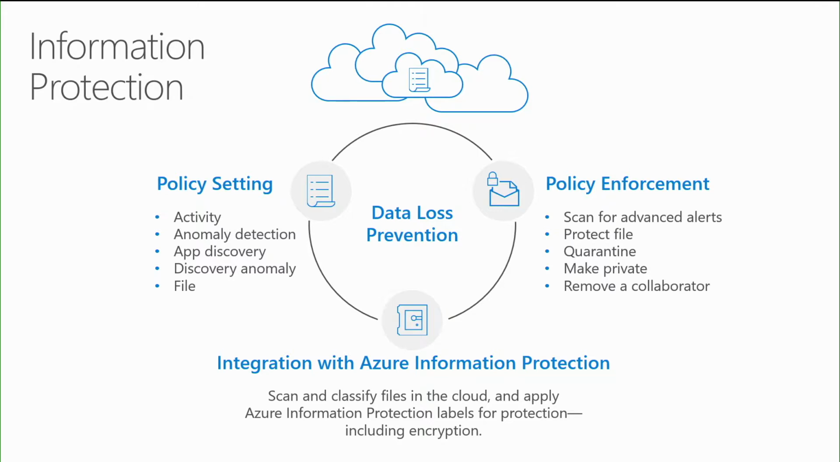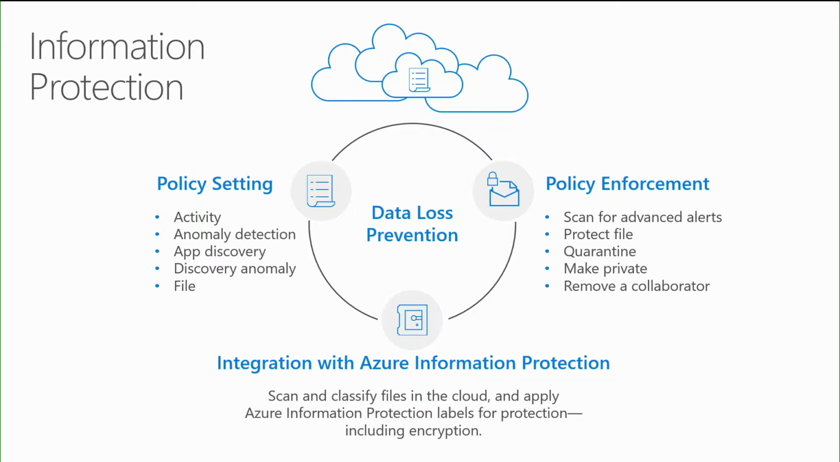While we provide data loss prevention and information protection in cloud applications, once we identify them and once you deploy them in Cloud App Security, now you can set granular level policies. You can set activity, anomaly detection, app discovery, discovery anomaly, and file policies. Once you set these policies, you can enforce them. You can have automatic enforcement. You can scan for advanced alerts.